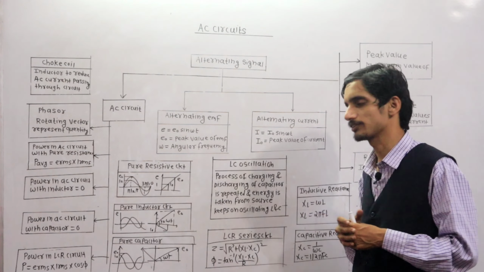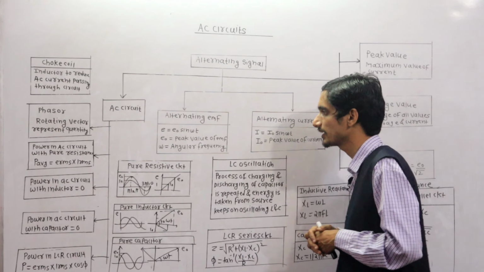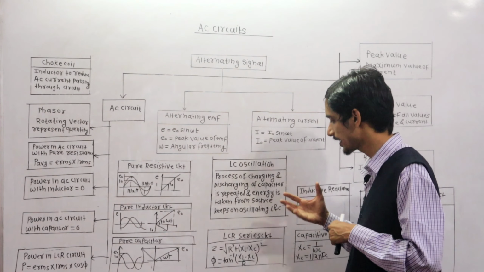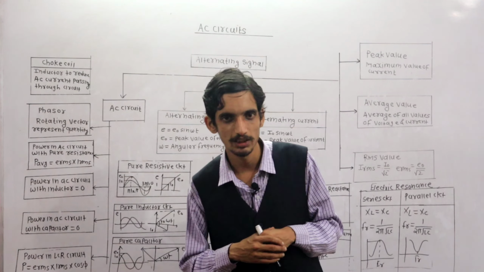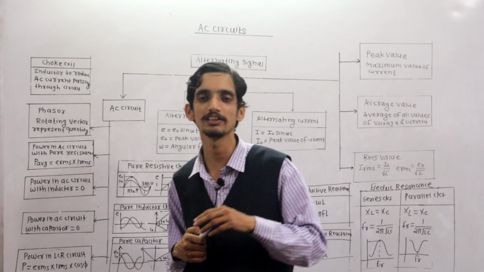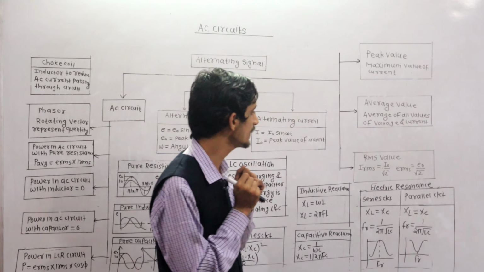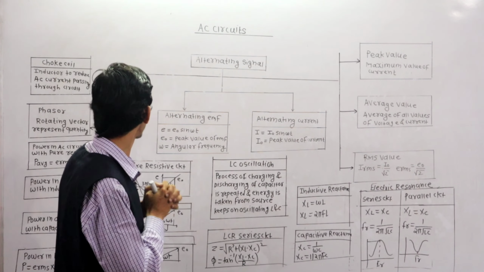Then LC oscillations. The process of charging and discharging of the capacitor is repeated, and energy is taken from the source and keeps on oscillating between L and C. So the energy obtained from the source is exchanged between L and C, and this process is called oscillations.